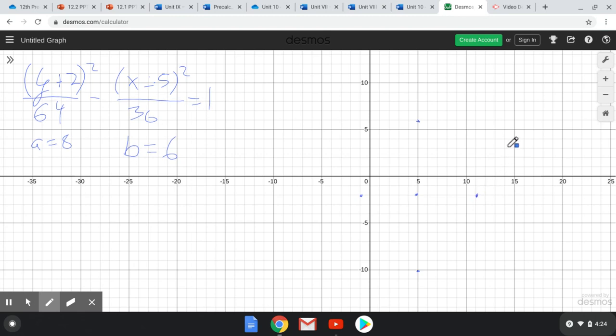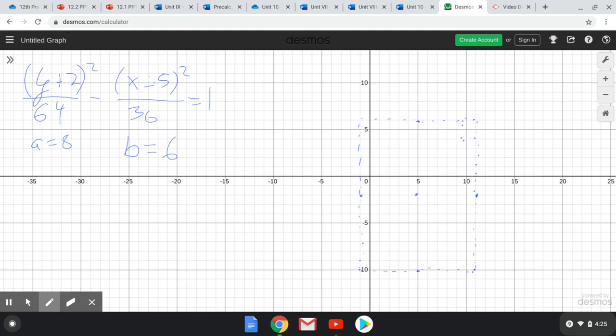And now we're going to make our box. So we're going to take all of these, and we're going to connect them. Oops, I didn't go far enough. Connect them with this box. And our asymptotes are going to go through the corners of this box. So we're going to find the equations of the asymptotes, but we don't actually need them to graph it because they're just going to go through the corners of the box.